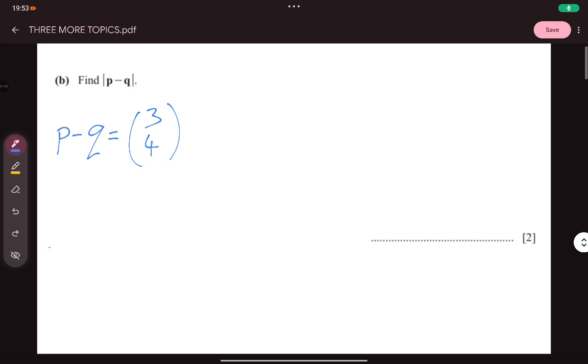Part B of this question, following on from what we did in part A, find P minus Q inside these straight lines. Well, these straight lines mean the magnitude of the vector. They're not saying the word magnitude, they're not even saying the word vector. They're just assuming that we know what that means. If I was to draw that vector, P minus Q, 3 across 4 up, how long would my vector actually be?